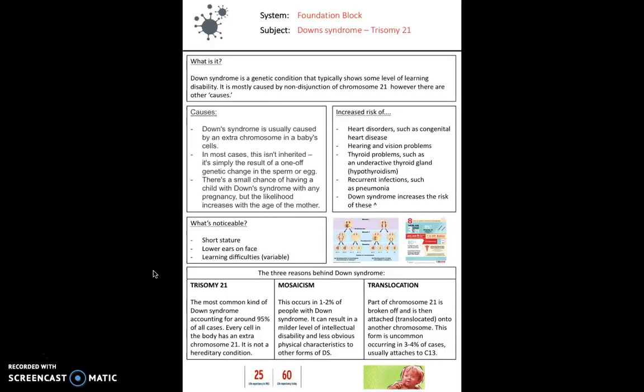So translocated is a fancy word for attached onto another chromosome. This is commonly to chromosome 13, however it can be to other chromosomes. And it's really where just a small part of chromosome 21 breaks off and attaches elsewhere.